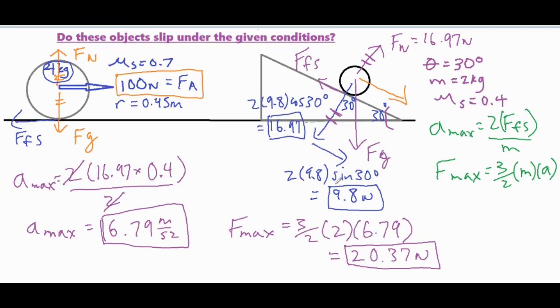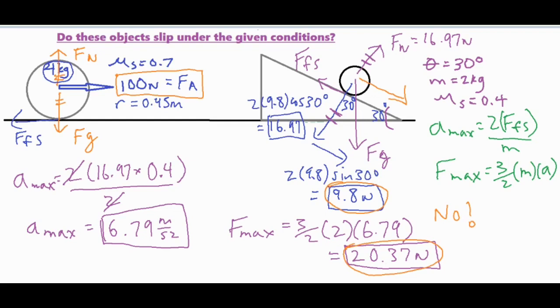So comparing this 9.8 to this 20.37, if it's being pulled with 9.8 and it could withstand 20.37 newtons, then the answer is no, it won't slip, because obviously the amount of force actually being applied by gravity is going to be a lot less than the maximum it can withstand. So this second one does not slip.